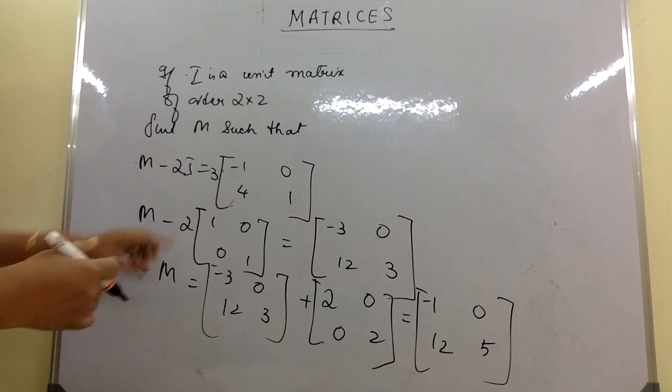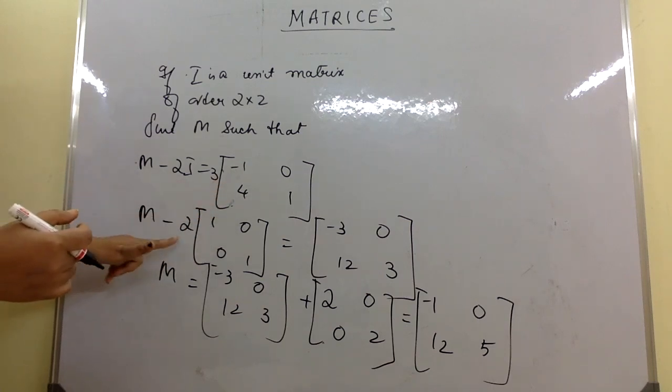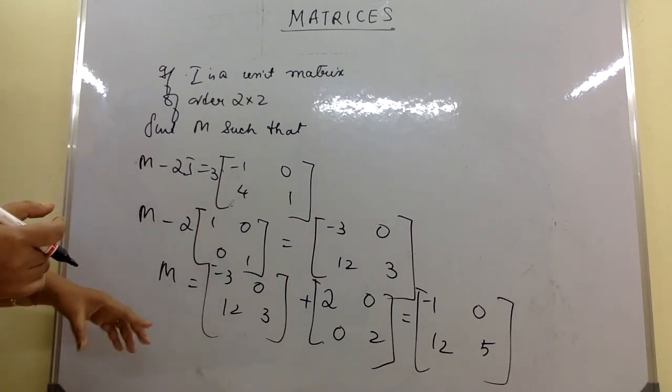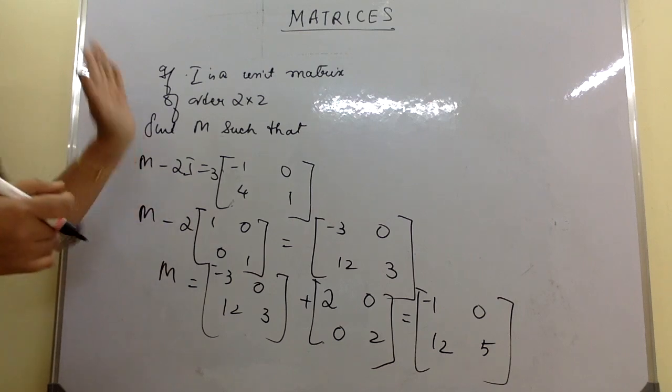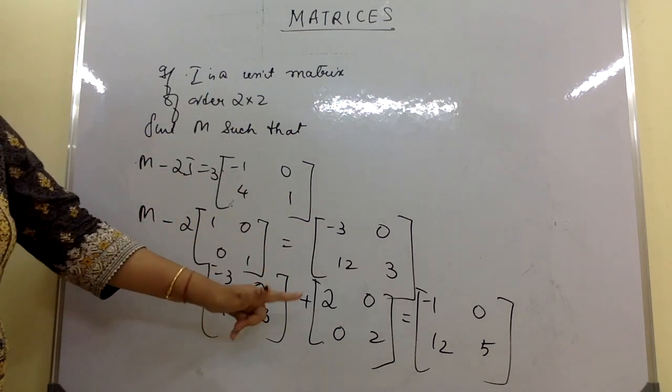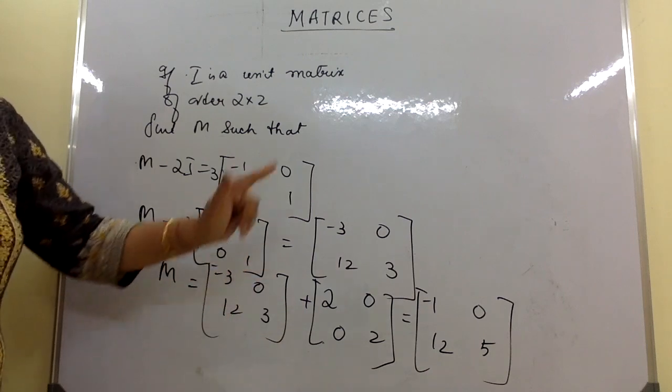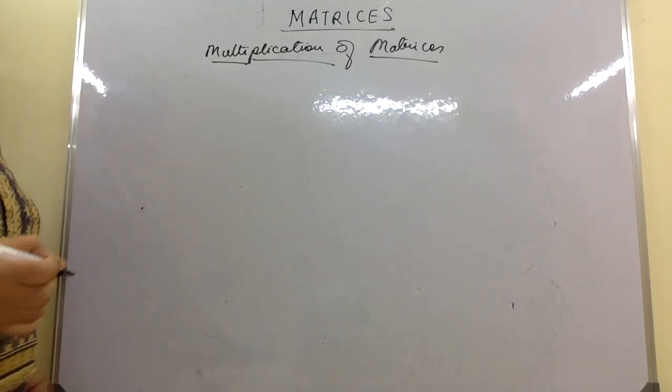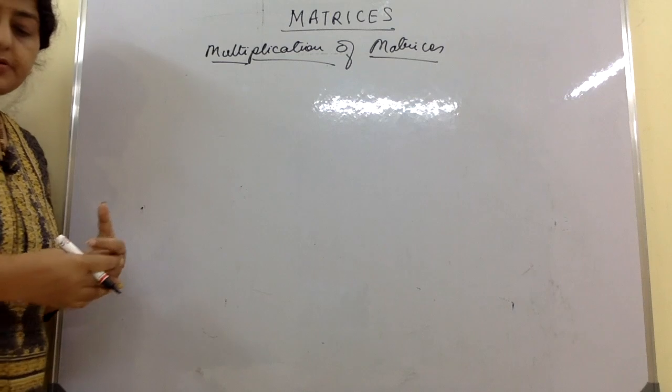Okay, so what we have to do, these are scalar multiplications. I can see this is also a scalar multiplication. Get this part ready, take it to the other side, minus to plus it becomes, use addition of matrices, get the answer. Now here I have multiplication of matrices.